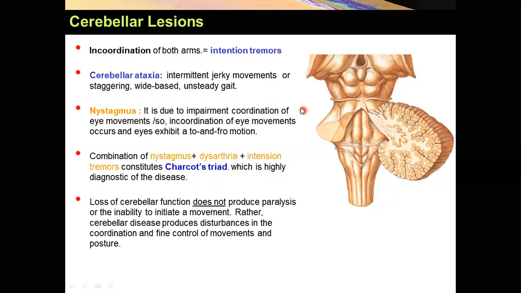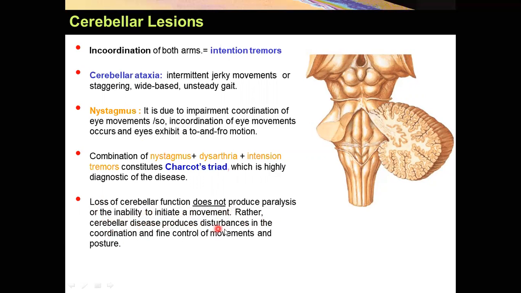Nystagmus is due to impairment of coordination of eye movements, so incoordination of eye movements occurs and the eyes exhibit a to-and-fro motion. The combination of nystagmus, dysarthria, and intention tremors constitutes Charcot's triad, which is highly diagnostic of cerebellar lesions. So this loss of cerebellar function does not produce paralysis or the inability to initiate a movement.